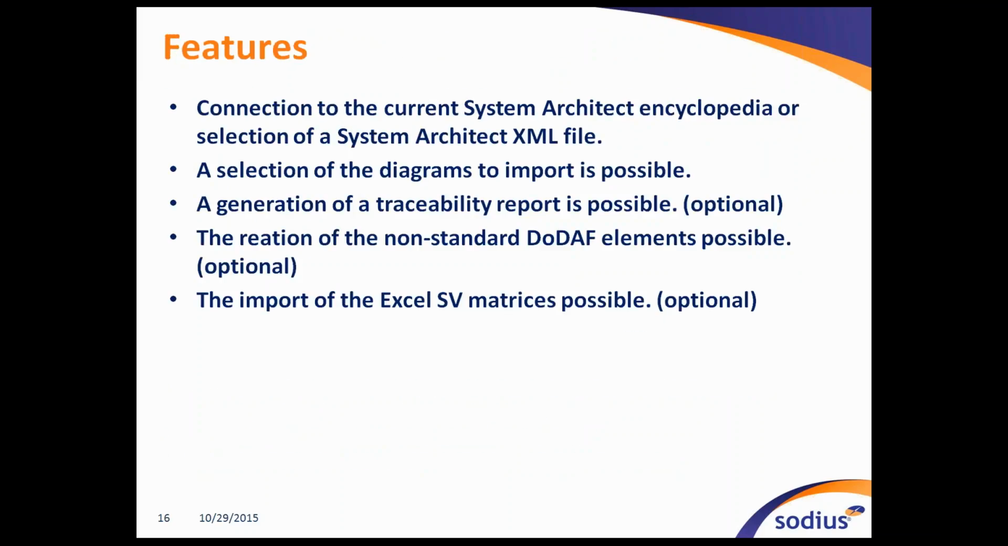The main features are that we can connect to the current System Architect encyclopedia or to a selection of System Architect XML file. We can do a selection of the diagram to import. We can generate a traceability report, which I will talk about later. We can create non-standard DODAF elements, which I will also talk about. And we can import the Excel SV matrices from System Architect.